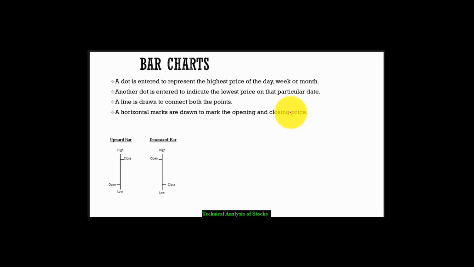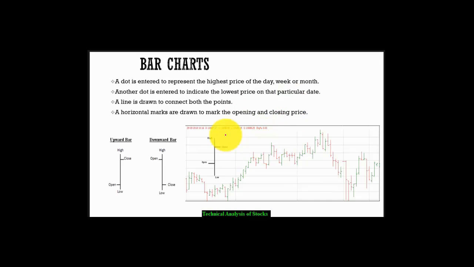Horizontal marks are drawn to mark the opening and closing prices. Now, how is this chart drawn? This is the bar chart.